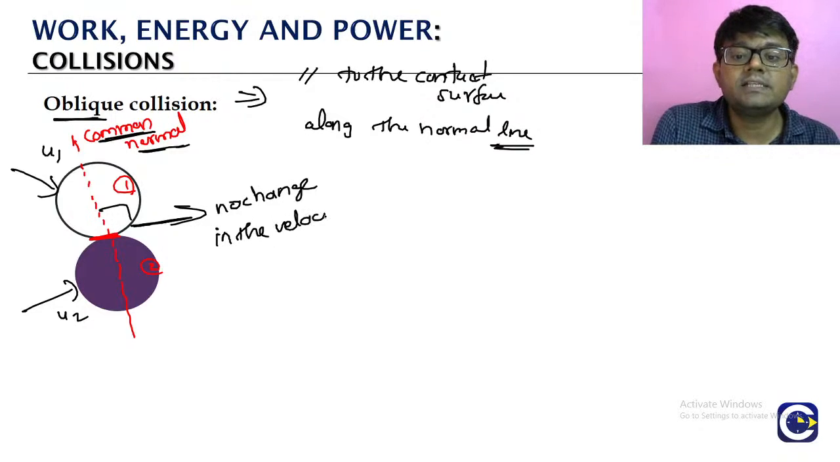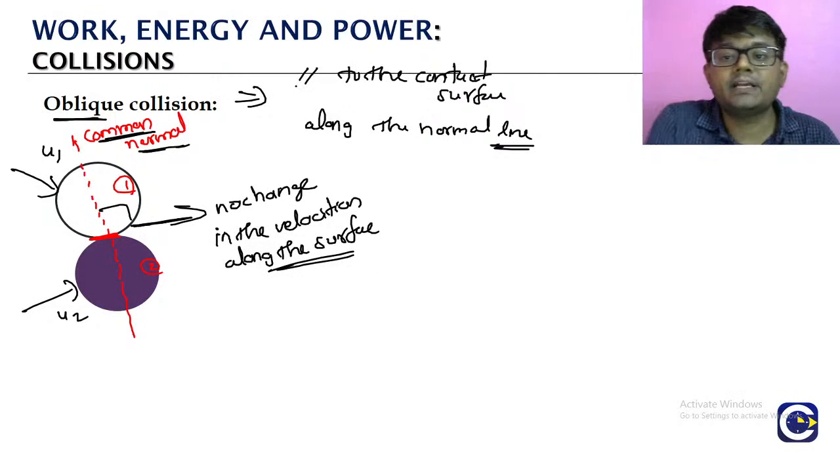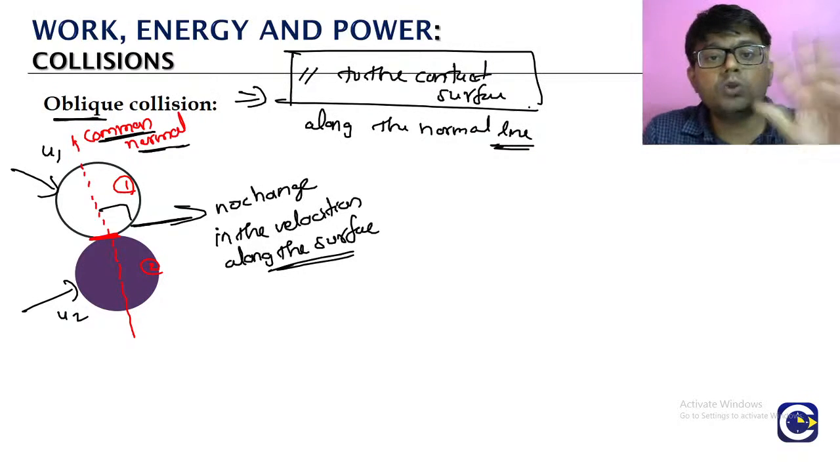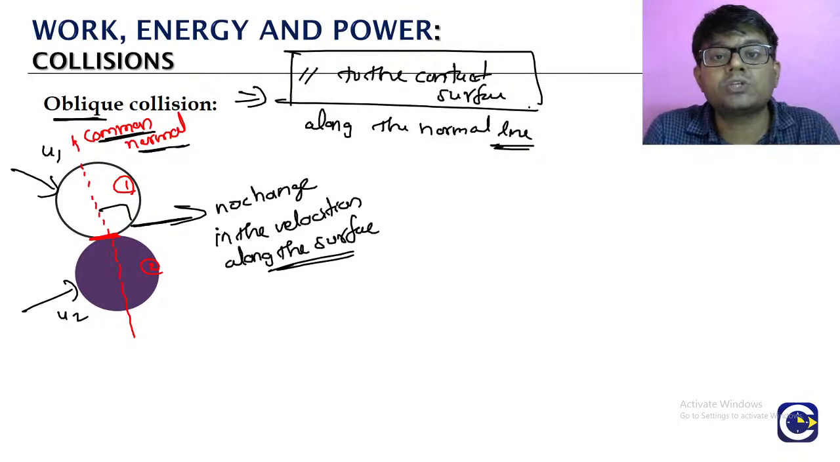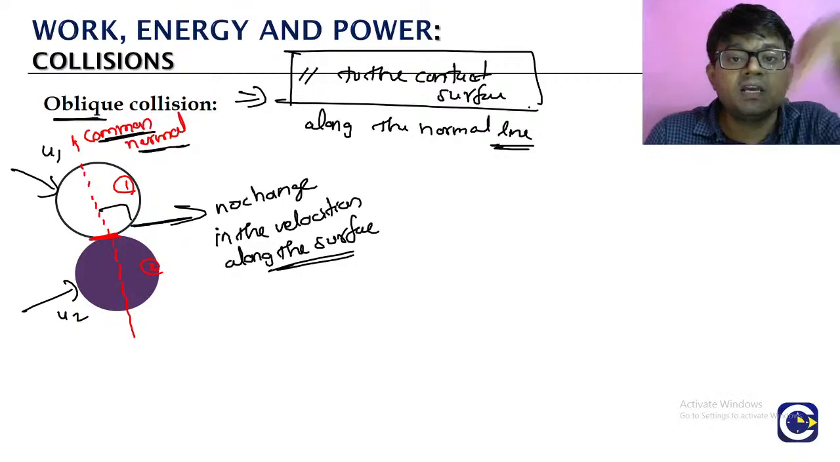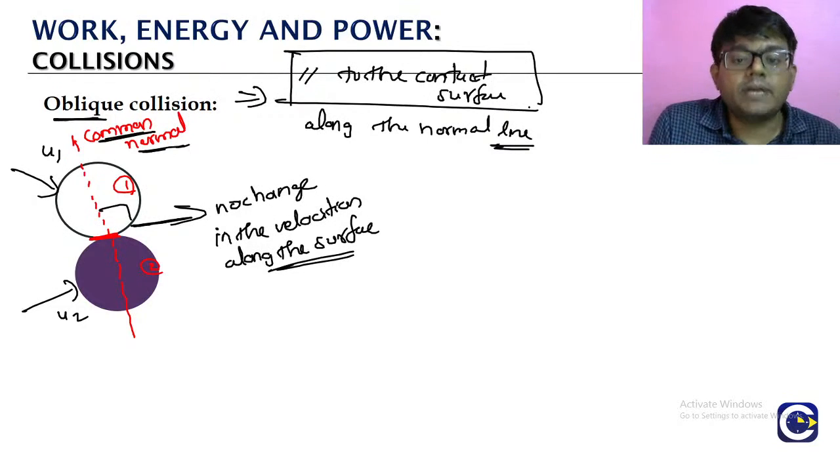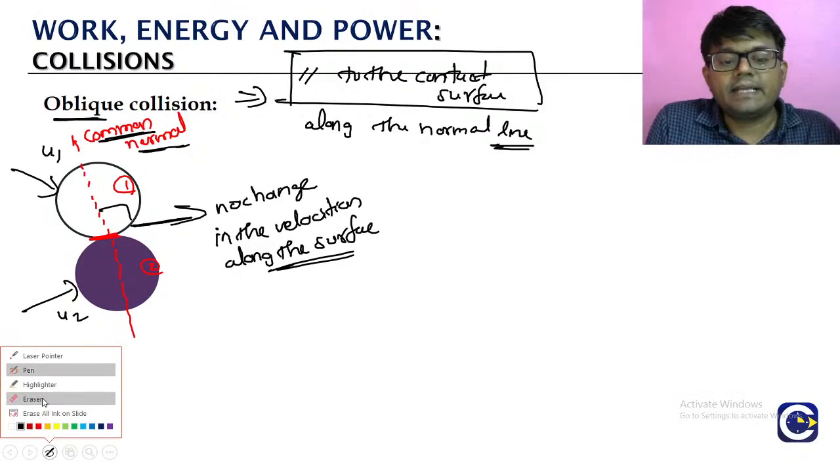in the velocities along the surface. So we are taking the velocity components. The components which are along the surface, parallel to the surface, will not be changed during the collision. Why? Because the impulsive forces are not acting along that direction. Impulsive forces are acting along the common normal line. So there will be no change for the velocity components of the particles which are along that contact surface.